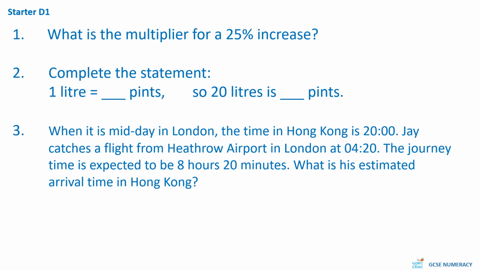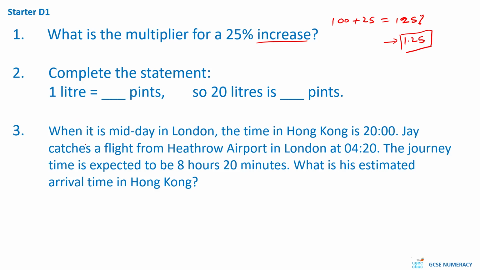Right, what's the multiplier for a 25% increase? Well, that means we're increasing our value by 25%. So we're going from 100 to 125%. And 125% as a decimal is 1.25. So our multiplier is 1.25.